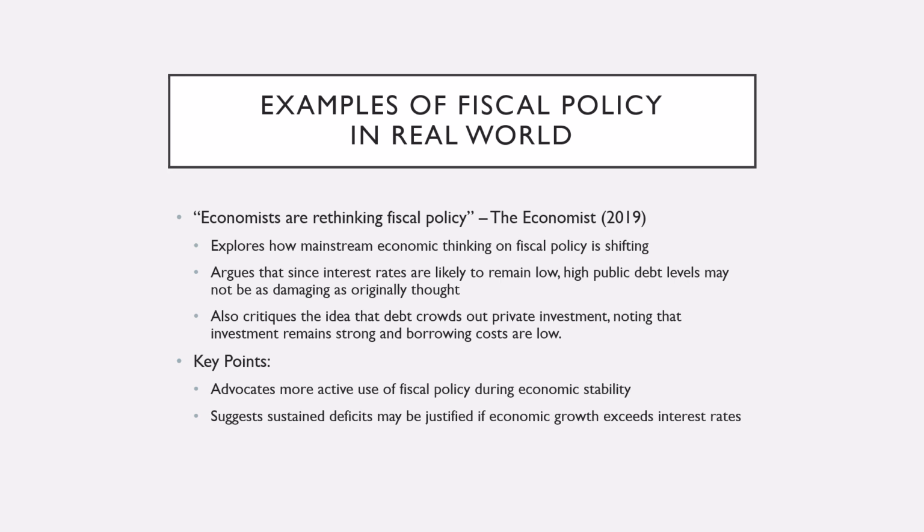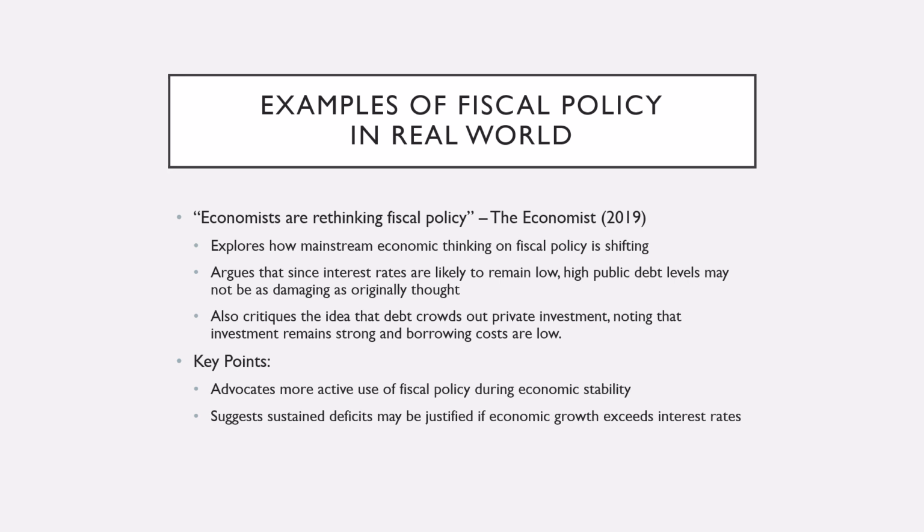In the article titled "Economists Are Rethinking Fiscal Policy," published by The Economist in 2019, this article explores how mainstream economic thinking on fiscal policy is shifting. Economists are now challenging traditional views that the government debt should always be minimized. They argue that because interest rates are low and likely to remain so at the time, high public debt levels may not be as damaging as previously thought. The article also critiques the idea that debt crowds out private investment, touching on the crowding out effect, noting that investment remains strong and borrowing costs are low.